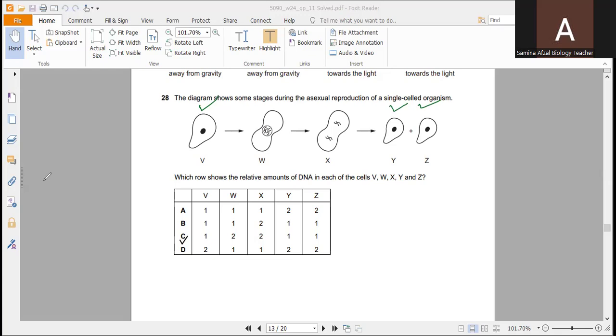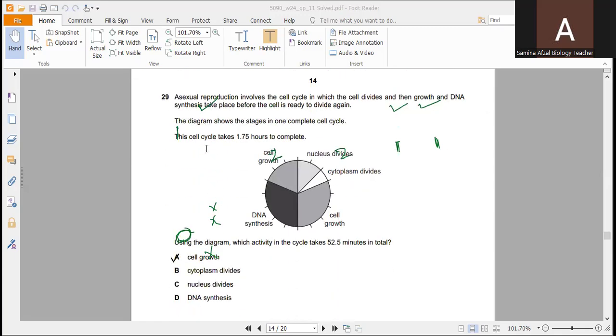It means one set of chromosomes was there. Now after replication, they are doubled, and then after division they have been distributed in this way. So according to this, 1 2 2 1 1, C is the correct option. A, B, and D are not the correct options. Next question.